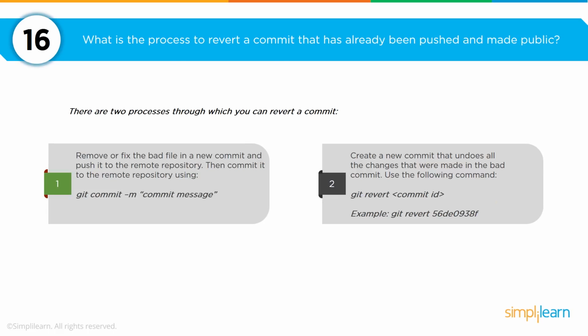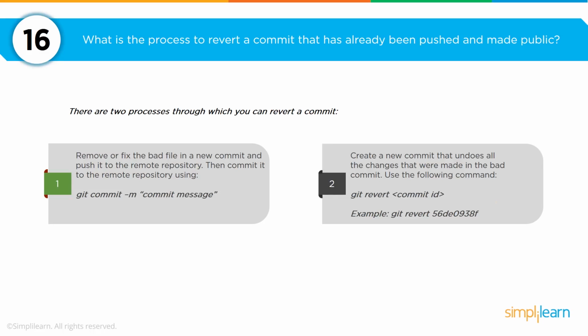A question that you'll be asked around commit is going to be, what is the process to revert a commit that has already been pushed and made public? And there are 2 ways you can address this. The first is to actually address the bad file in the new commit, and you can use the command git commit -m and then put in a comment for why that file is being removed.